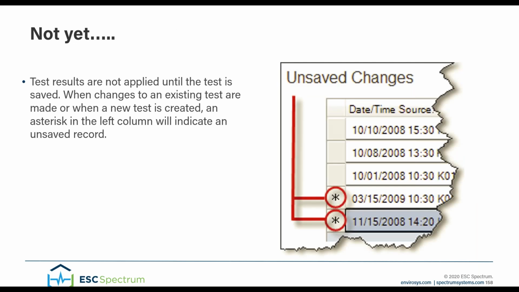Once we've gone in and made all of our changes, put the information in, and said this is what we want to use as a test, we have to remember to save it. However, that's a safety net as well. Once we put the test in, we're going to have unsaved changes in the left-hand column of that test to indicate that we have unsaved changes.